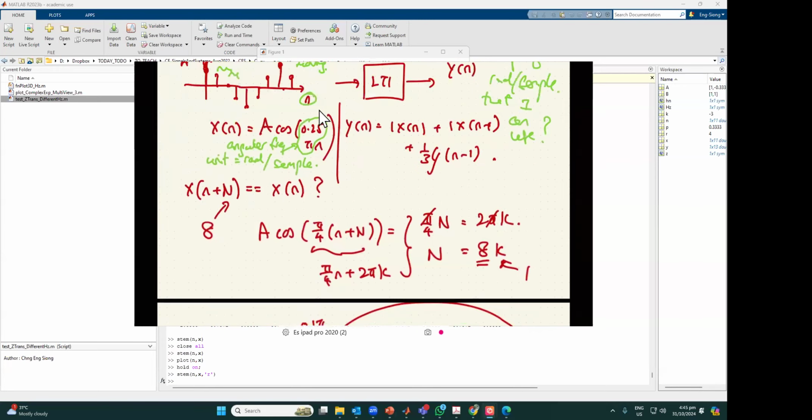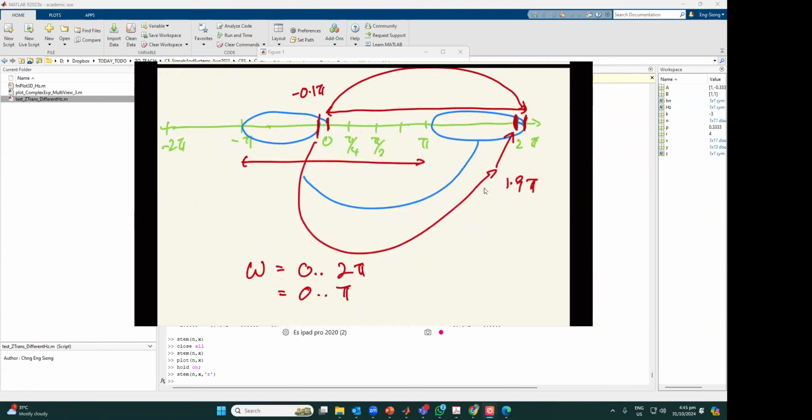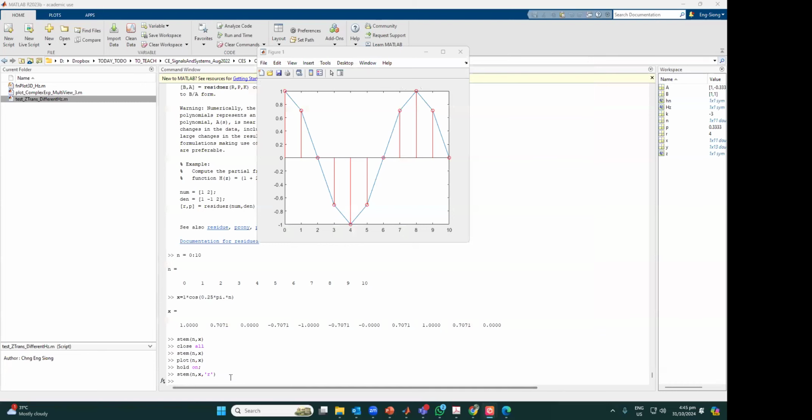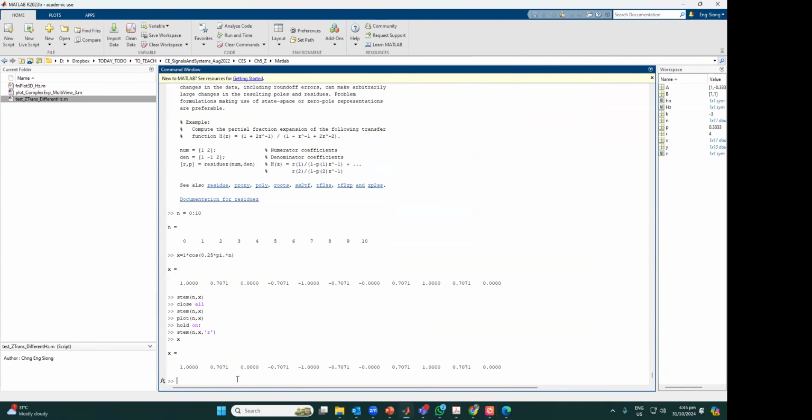Okay, so I'm going to fire a cosine 0.25 pi into a system, and out comes the output. Can I do this by brute force? Okay, let's show you. Brute force. I already got my x. Yeah, I've got my x.